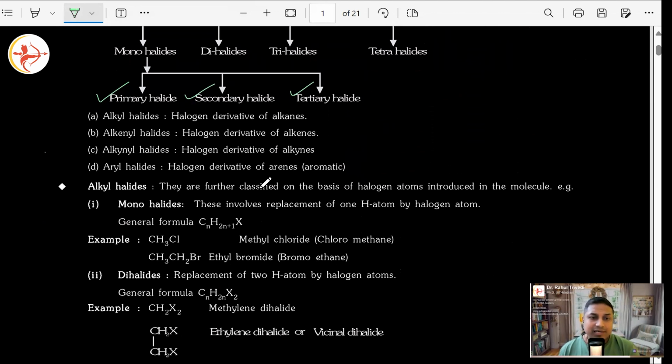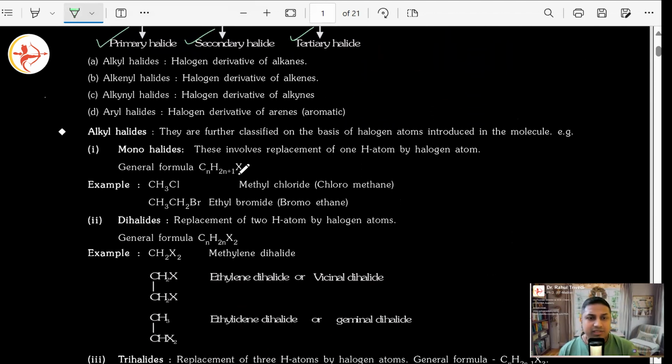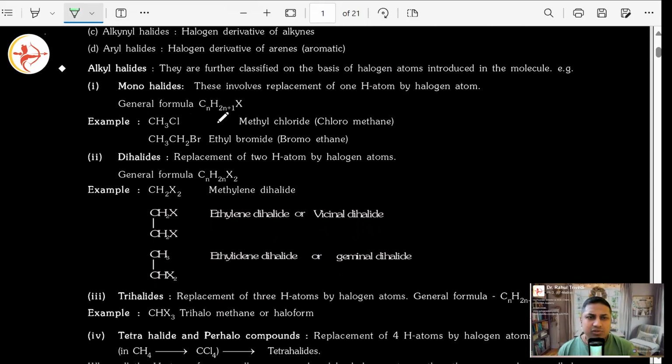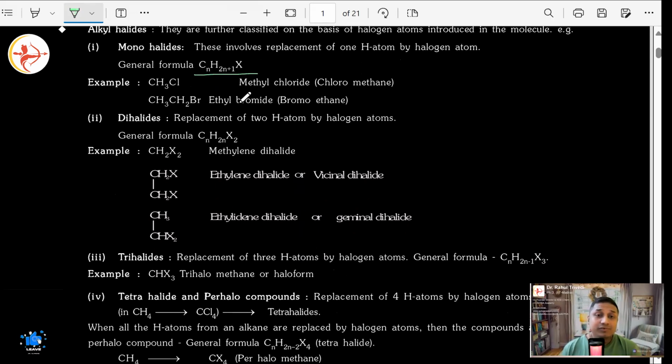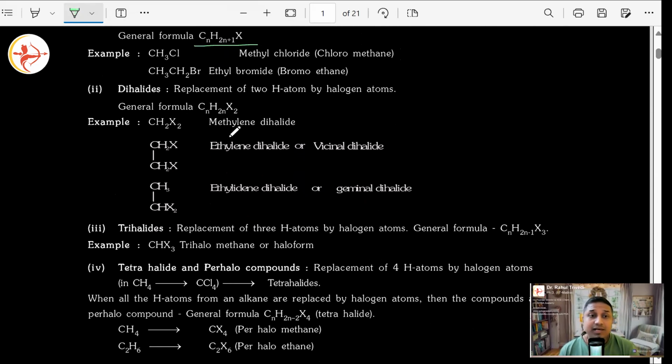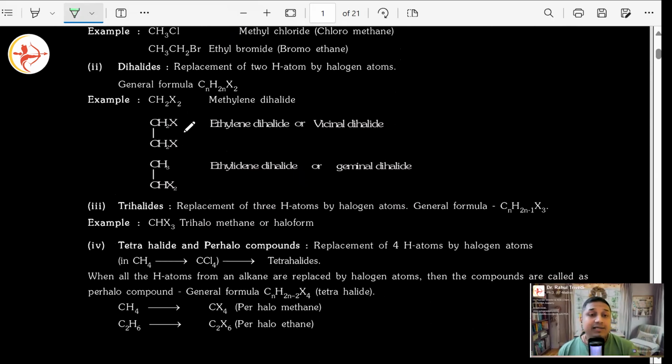What are alkyl halides? Some examples are given, and their general formulas are given, which is too simple for you, correct? If it is alkyl halides, it will be CnH2n+1X. When it is dihalides, obviously one less hydrogen. In place of 2n+1, it will become 2n, because another halide group is substituting it. Substitution reaction happens.